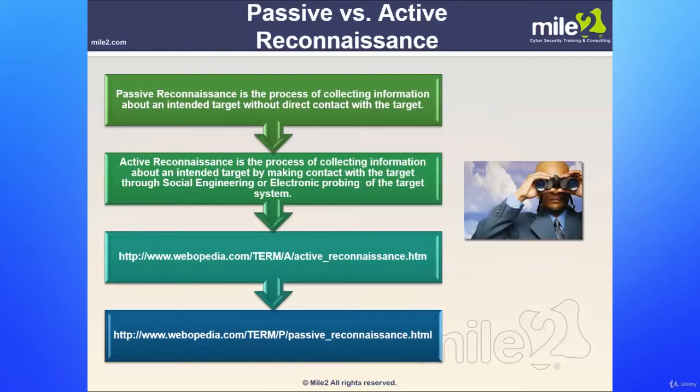So when we look at passive versus active reconnaissance, passive reconnaissance is known as the process of collecting information about an intended target without direct contact with the target. So this would mean going through websites, search engines, things of that nature. Active reconnaissance, however, is the process of collecting information about an intended target by making contact with the target through social engineering or electronic probing of the target system. So this would be showing up at the target, making phone calls to the target, things of that nature.